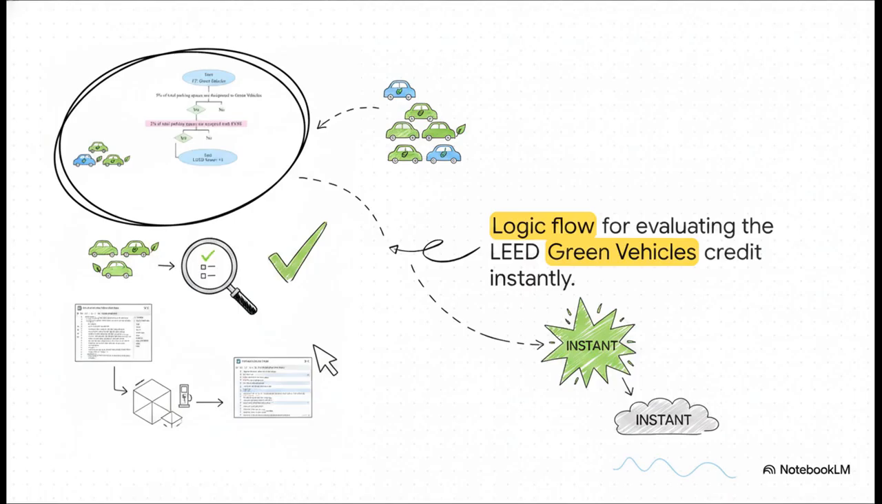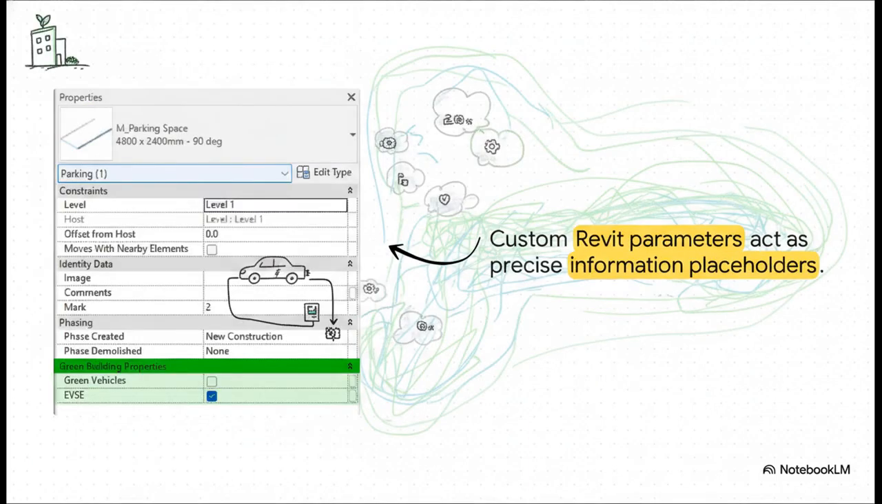Instead of a human manually counting parking spots on a printed PDF plan, which, let's face it, is painfully tedious, the code automatically checks these conditions against the live data in the BIM model. Hit the threshold, you get the lead point. It's that simple. And this is where it really prevents the design team from going overboard and over-modeling.